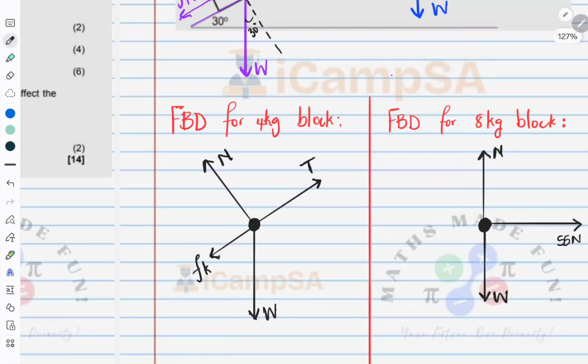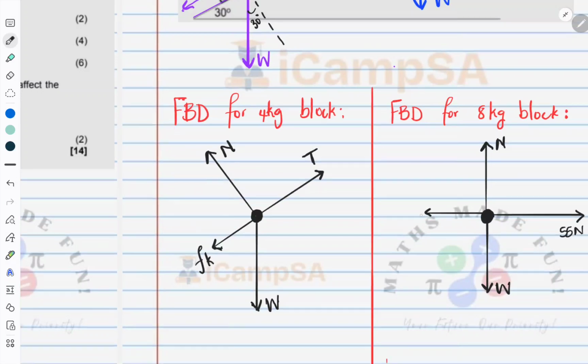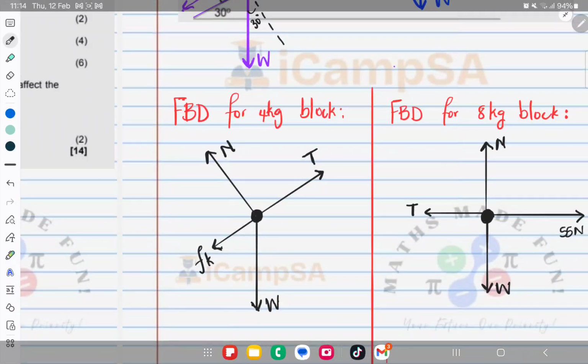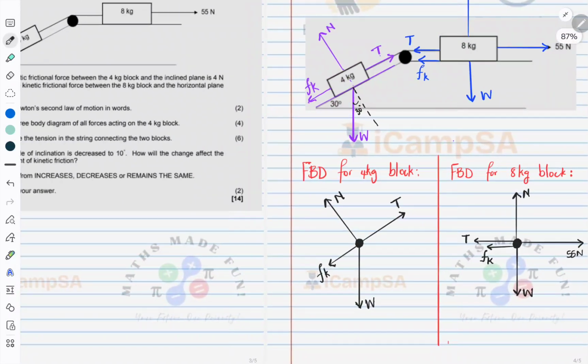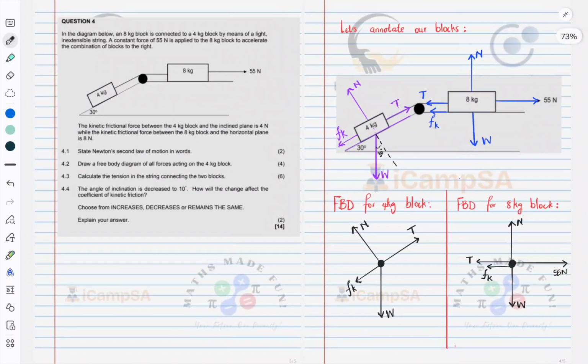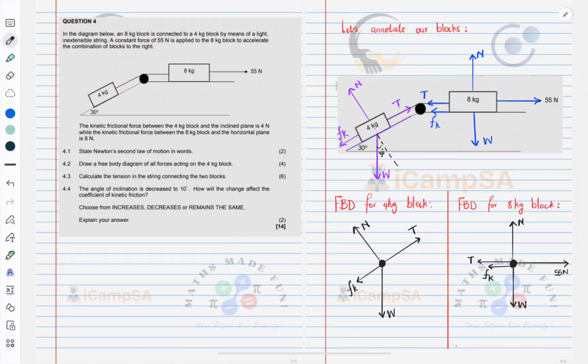Then there are two forces opposing the applied force. First, we have tension. Let me do it like this. You have tension force, and then you have the friction. Right, so these are our free body diagrams. So once you sort this out, you know that whatever question comes, you can now solve for it, right? Because you've annotated everything. You are fine now.